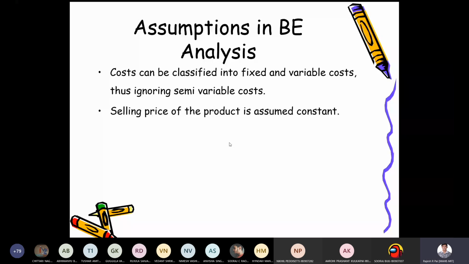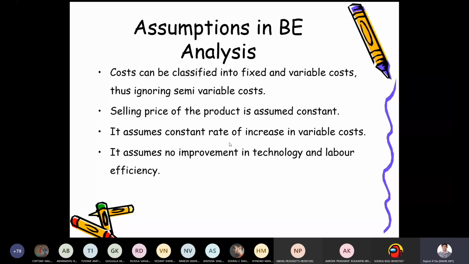It assumes a constant rate of increase in the variable cost. The variable cost keeps on fluctuating, but when we calculate break even we assume that the variable cost increases at a constant rate. Then it assumes no improvement in technology and labor efficiency, so we are not going to consider any technical or labor cost, efficiency or productivity when we calculate break even analysis.